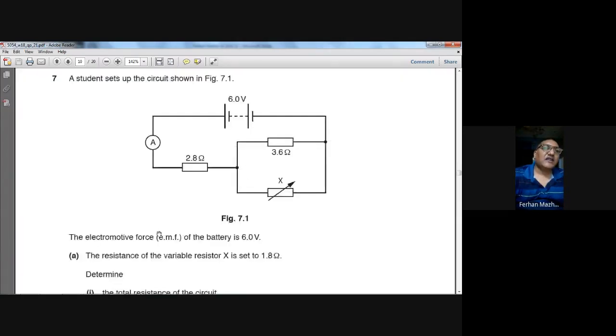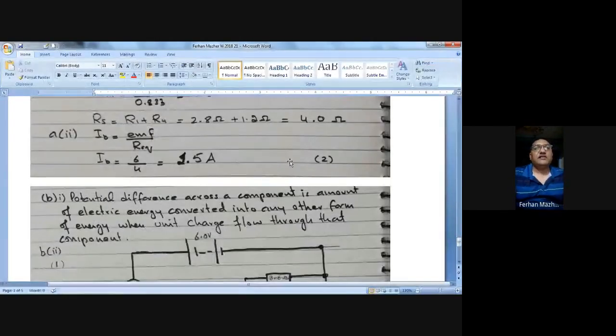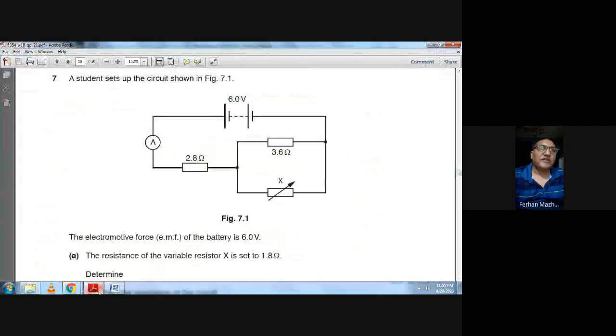I have done that calculation on paper. Let me show you. The current from the battery is equal to EMF divided by R equivalent. The EMF of the battery is 6 volts and the R equivalent is 4 ohms, the total resistance of the whole circuit. So 6 divided by 4 is equal to 1.5 amps. It's a 2 marks question part. I hope I have made my point clear.